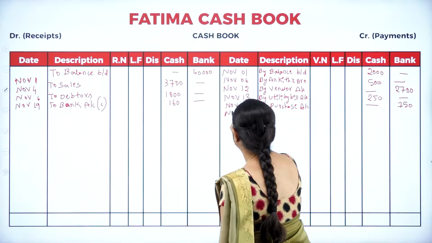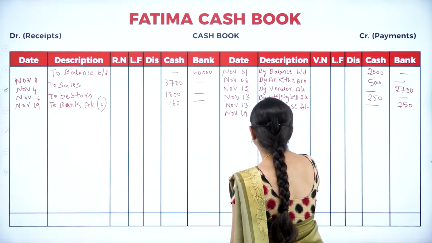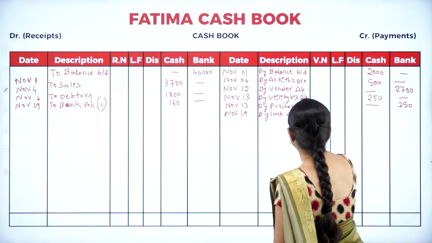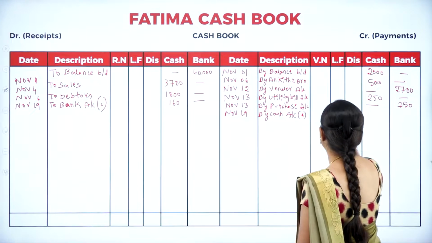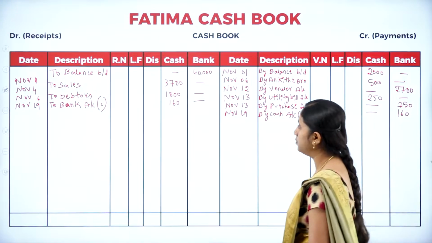November 19, by cash account, within bracket write C, that means contra entry, amount in bank column rupees 160.